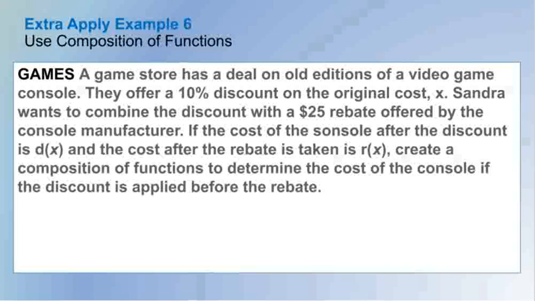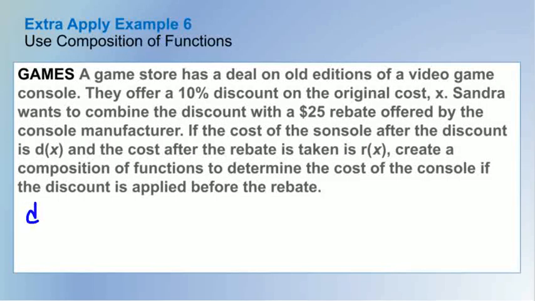Next, the game store has a deal on old editions of video game consoles. They offer a 10% discount on the original cost, X. Sandra wants to combine the discount with a $25 rebate offered by the console manufacturer. Rebate means they just give you $25 back. If the cost of the console after the discount is D of X, and the cost after the rebate is taken is R of X, create a composition of functions to determine the cost of the console if the discount is applied before the rebate.